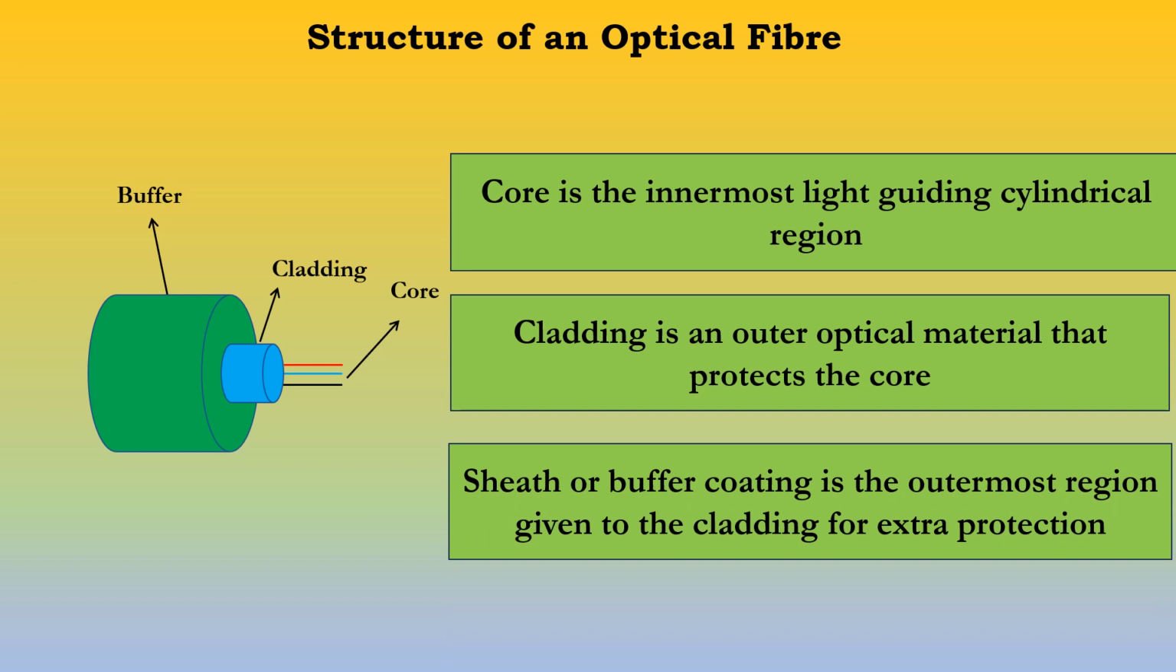The outermost region is called the protective buffer coating. It is a plastic coating given to the cladding for extra protection. This coating is applied during the manufacturing process to provide physical and environmental protection for the fiber.